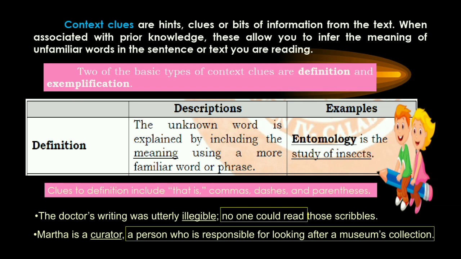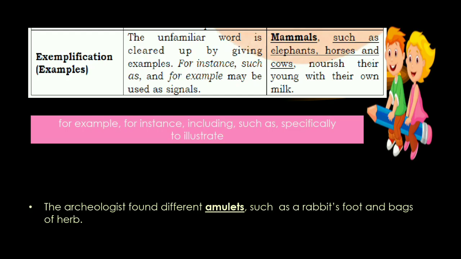So that's it. So this time, let's have the other type of context clue. Exemplification. So how do we describe exemplification or examples? When an unfamiliar word is cleared up by giving examples. We have for instance, such as, and for example, as signals. So let's have this example.